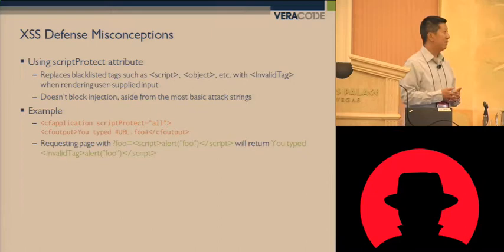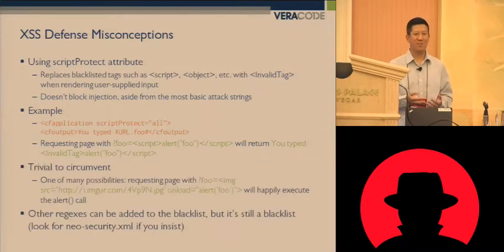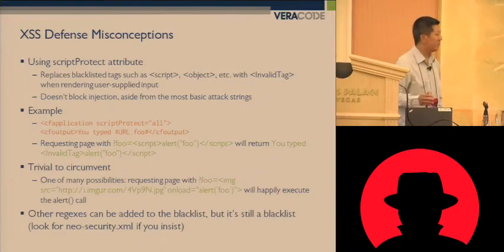And script protect looks for script, it looks for object, it looks for a couple others. I think there are two others, but basically it's doing the same thing. It's looking for those special tags and it's replacing them with invalid tag. And this is supposed to protect against most instances of cross-site scripting, which is a complete misnomer because it's absolutely trivial to circumvent. For example, if you take that same vulnerable code that we did earlier that says you typed url.foo, and so obviously you just pass in something on the query string and it gets printed out to the page. Well, instead of using a script tag, just use an image tag.